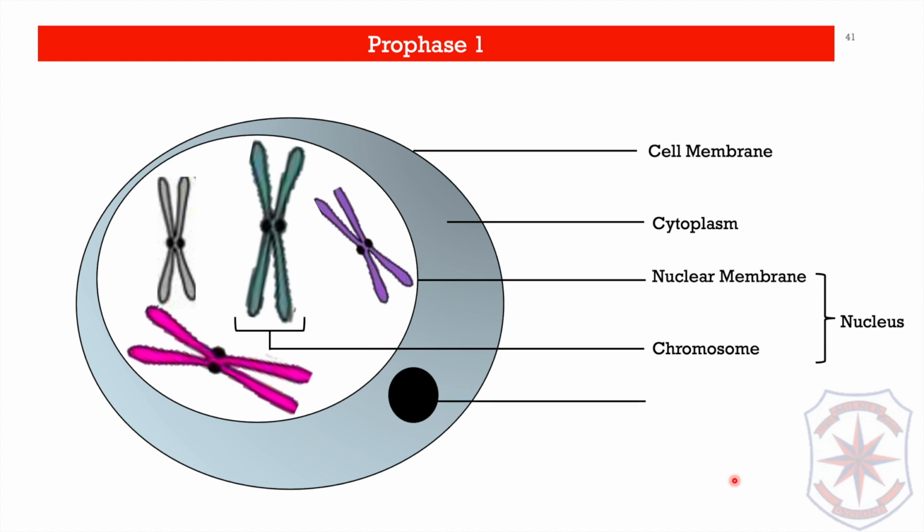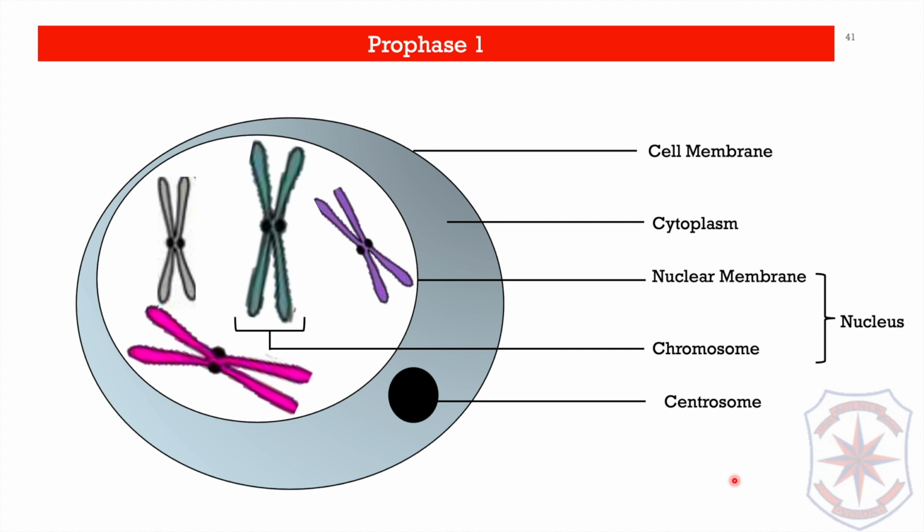Just outside the nucleus, you will see in your exam question papers, usually there is a pigmented dot, and that is known as the centrosome. Only one centrosome. Not to be confused with the centromere. Okay? Not to be confused with the centromere.